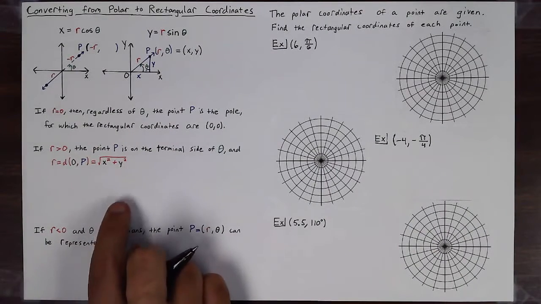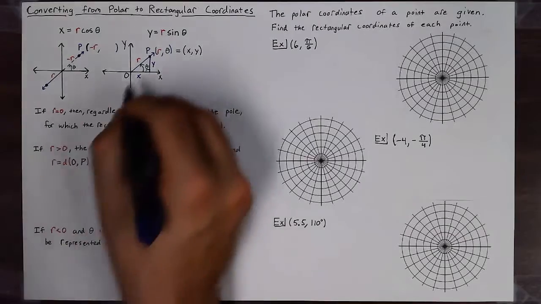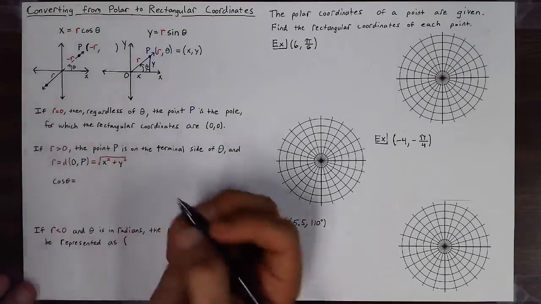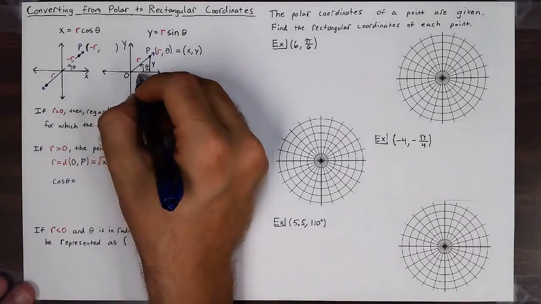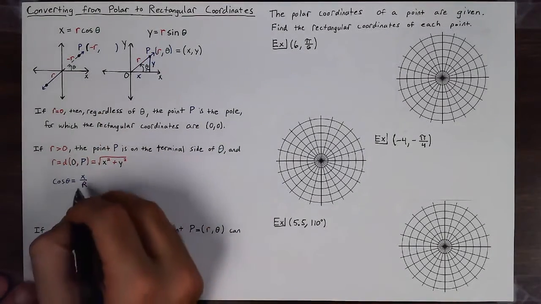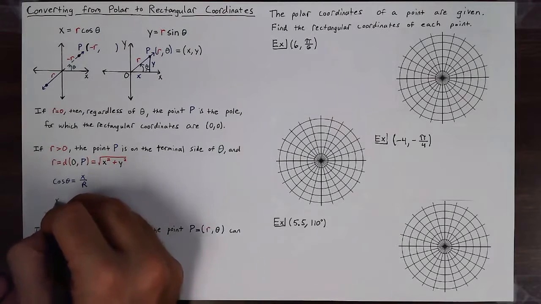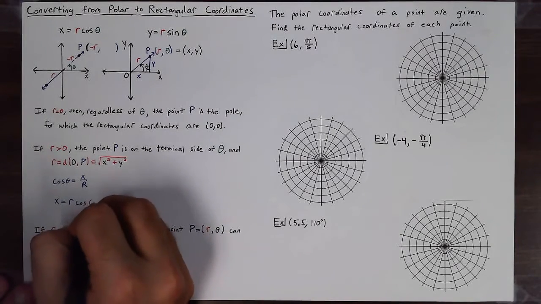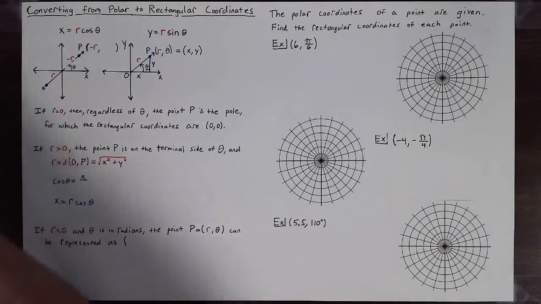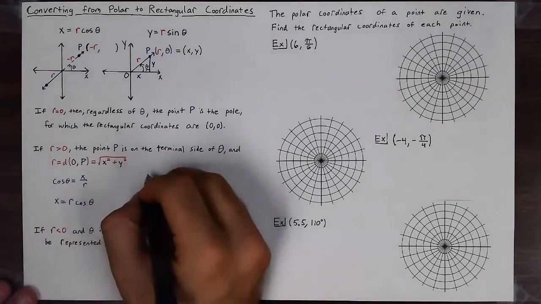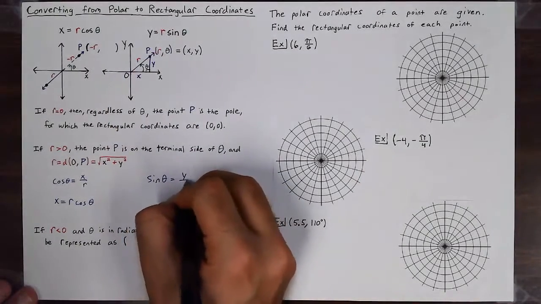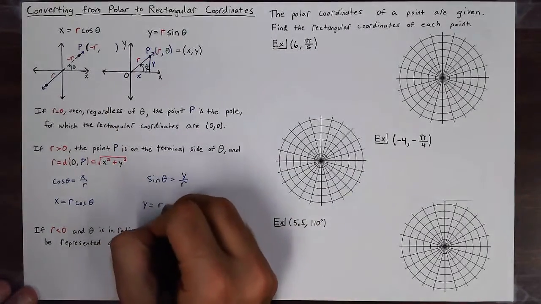So I can say that cosine of that angle theta in between is equal to adjacent over hypotenuse, which would be x over r, leading me to have x is just equal to r cosine of theta. And same thing with sine of theta. That's opposite over hypotenuse. That'd be y over r. So y would just equal r sine of theta.